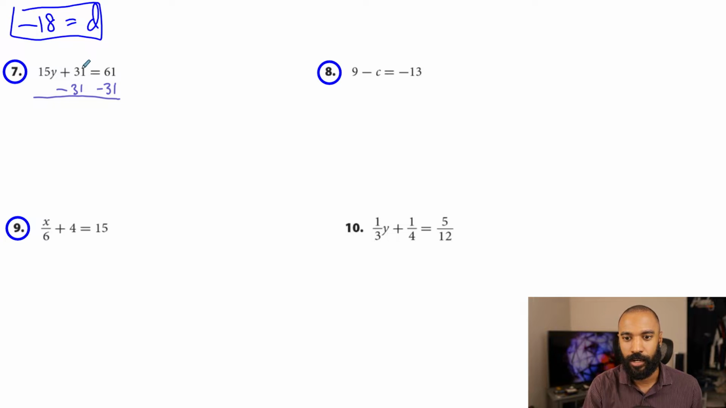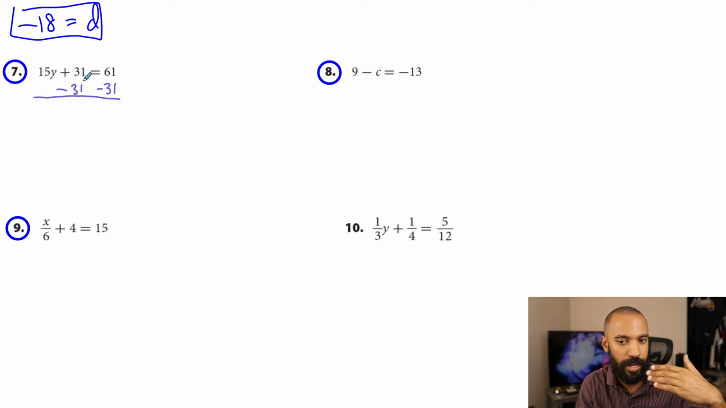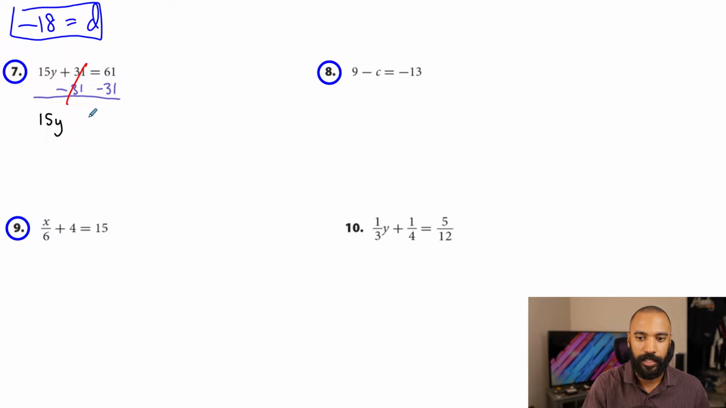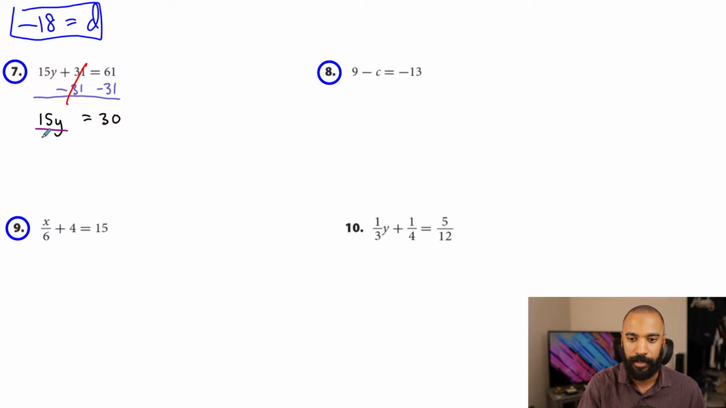Move everything that's here over there, and by moving it, I mean getting rid of it on one side, 31 minus 31 is 0, and having it left for me on the other side after I've subtracted 31 from that side too. So that's kind of how you're going to hear me talk about it for the most part. 15y is all that's left on this side, and 61 minus 31 gives me 30. 15 times a number is 30. Because 15 is multiplying by this number, I'm going to divide both sides by 15 right here. And again, for balance purposes, 15 over 15 is 1. And then you're left with 30 divided by 15, which is 2. So y equals 2.